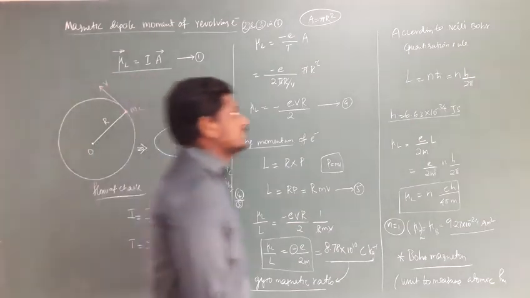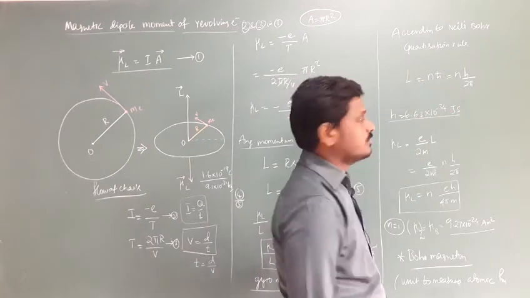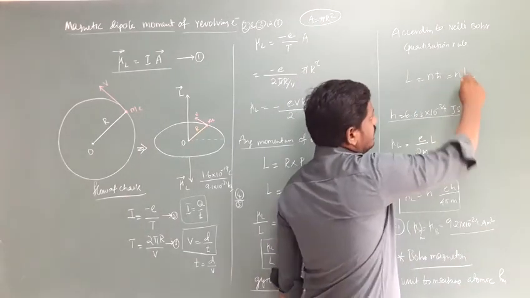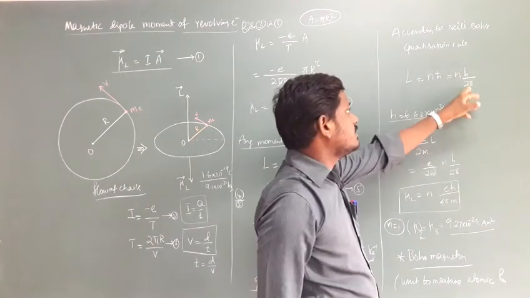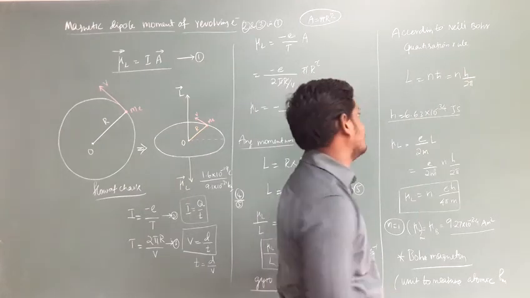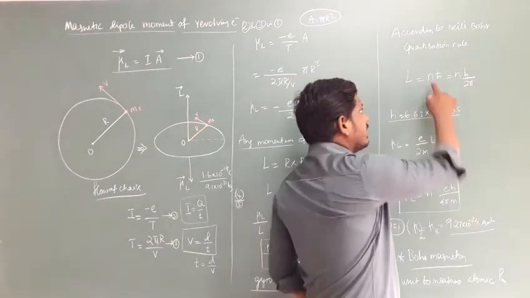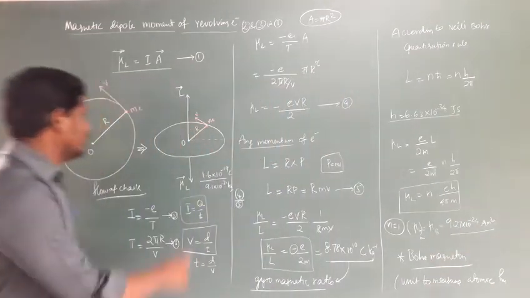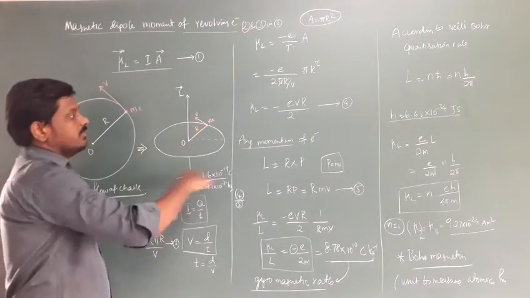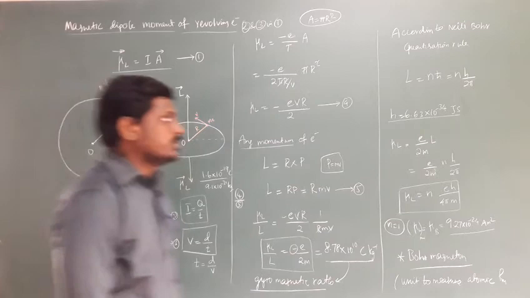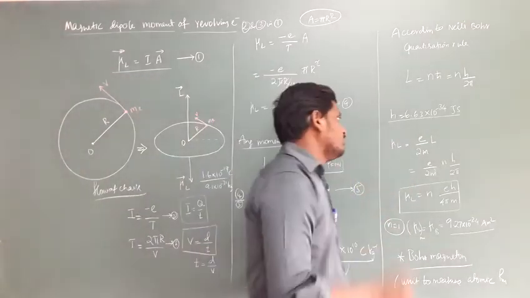It's fixed. So L is equal to n h cross, where h cross is equal to h by 2 pi, and h is Planck's constant, 6.63 into 10 power minus 34 joule second. n is the orbit number. If the electron is moving in the first orbit, n is equal to 1. If it is the second orbit, then n is equal to 2. So it goes on 1, 2, 3 up to infinity.